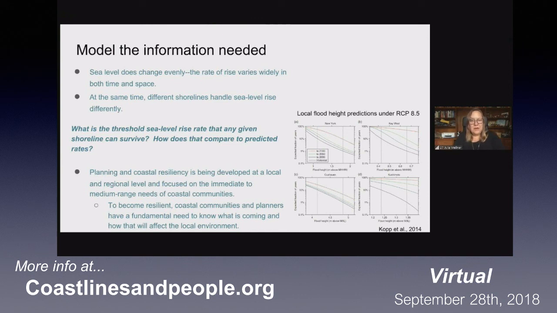And so the question then for modeling is, what is the threshold sea level rise rate that any shoreline can survive? And how does that compare to predicted rates? So we want to bring global long-term sea level rise models, downscale them to the decade scale, and specific to given locations.